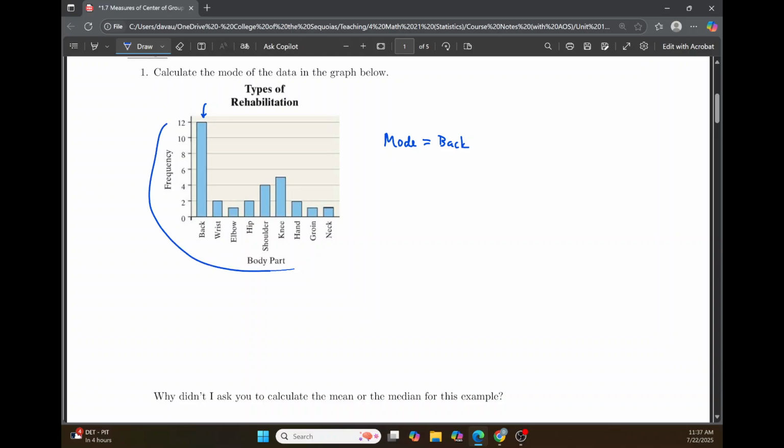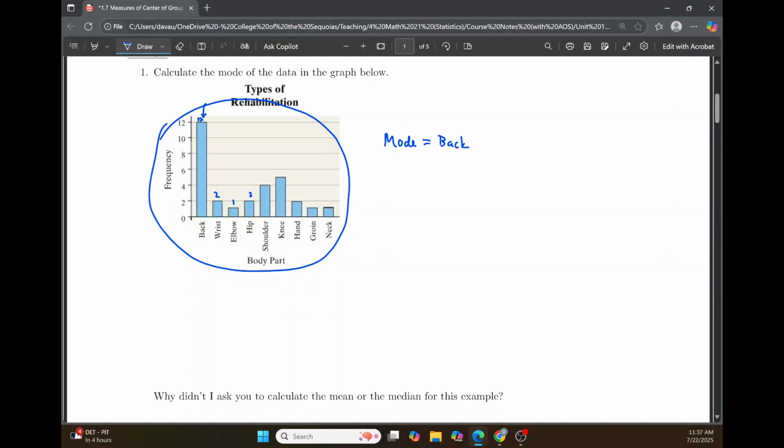This graph gives us a summary of the data set, right? And so you might get confused and say, well, isn't this like 12 and 2 and 1 and 2? And so you might be tempted to say, well, the mean would be 12 plus 2 plus 1 plus 2 and so forth, and then divide by the number of injury locations or something like that. But that's not correct. If you're thinking that, you're getting the frequencies mixed up with the actual data itself, right?